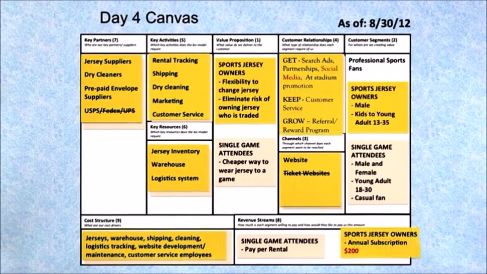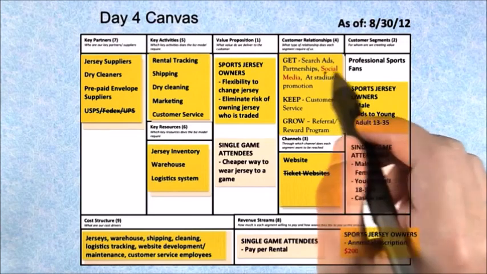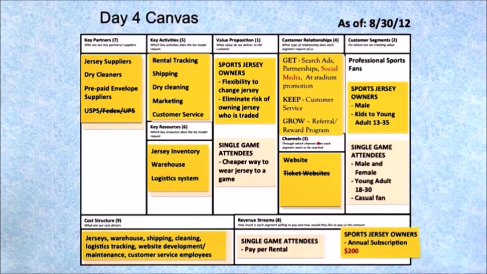The 4th day, they learned some more things. Most importantly, they learned how much some of those sports jersey owners would actually pay in an annual subscription. They actually started asking some serious solid numbers, and the answer they got back was $200. And they also understood that social media would be a big component in customer acquisition.